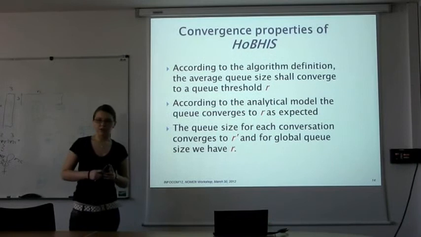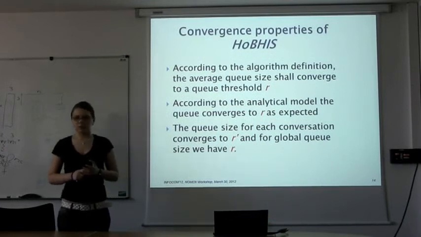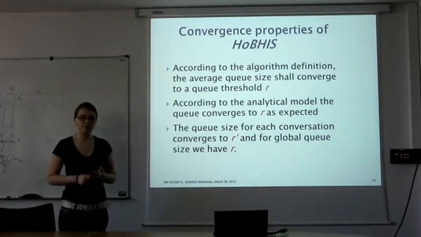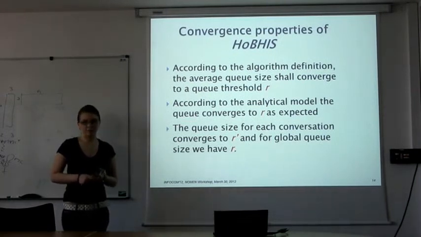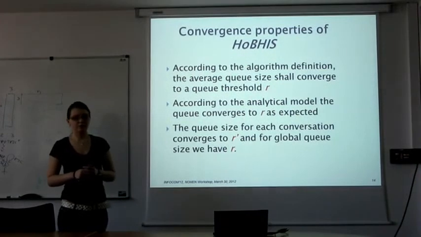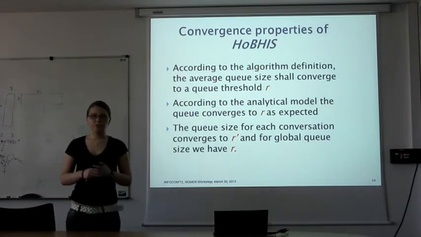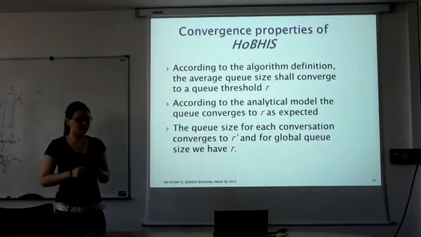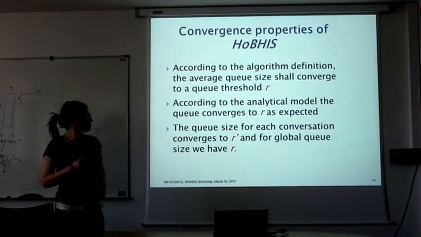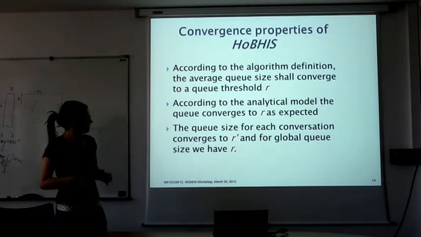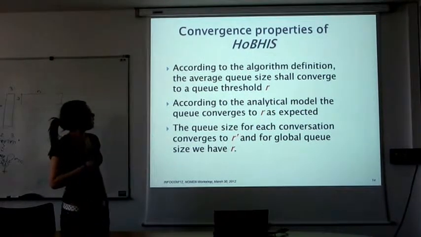According to the goal of our algorithm, the queue size shall converge to the threshold R. And according to the analytical model that we developed in our paper, the queue converges exactly to R. For the multi-conversation case, the queue of each conversation converges to R prime, and the total queue length converges to R. So in the analytical model, the mechanism works fine.